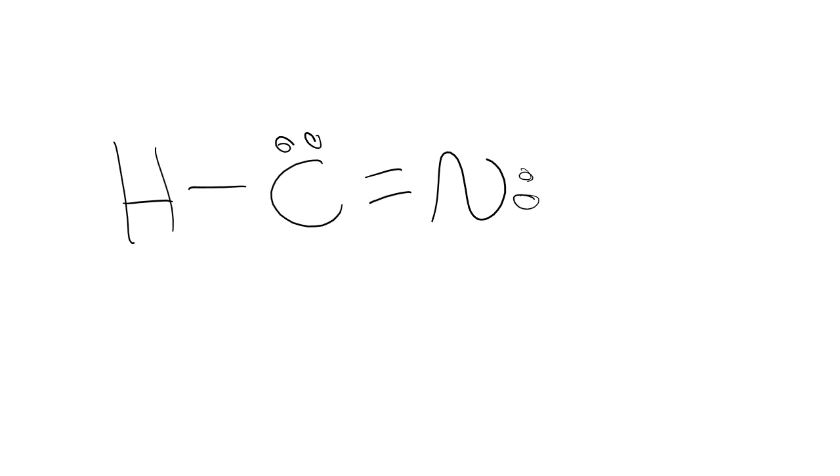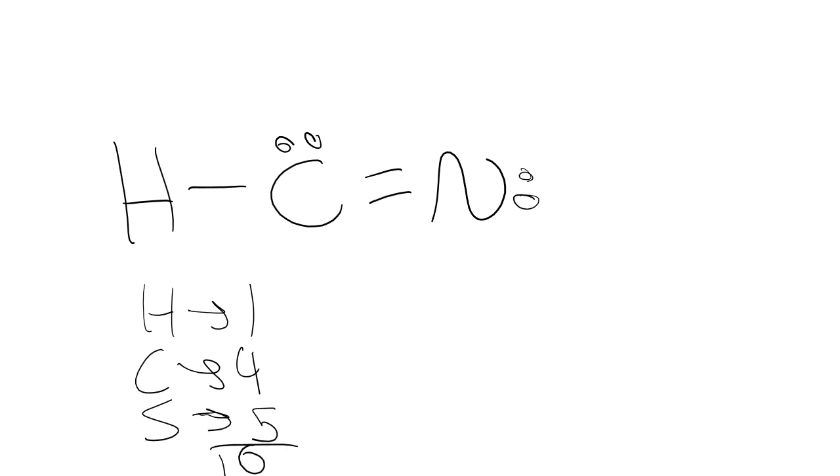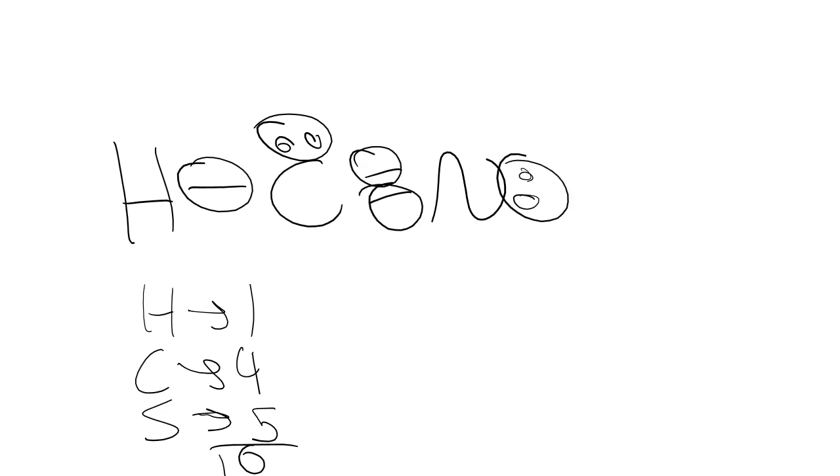So count valence electrons. Hydrogen has 1, carbon has 4, nitrogen has 5. So that adds up to 10. If we count valence electrons on the structure, 2, 4, 6, 8, 10. So that is good, meaning we don't dot that one.